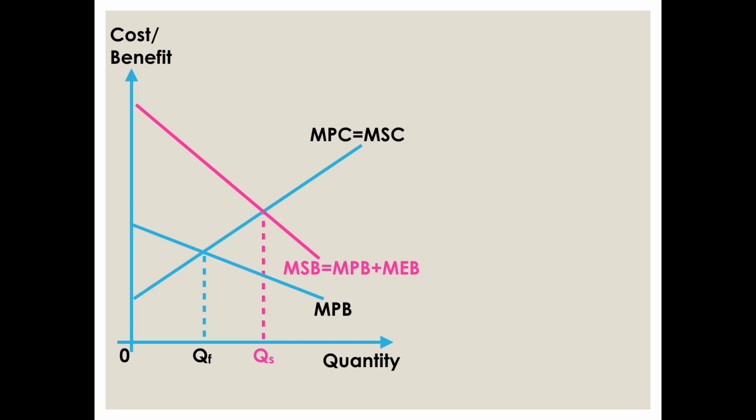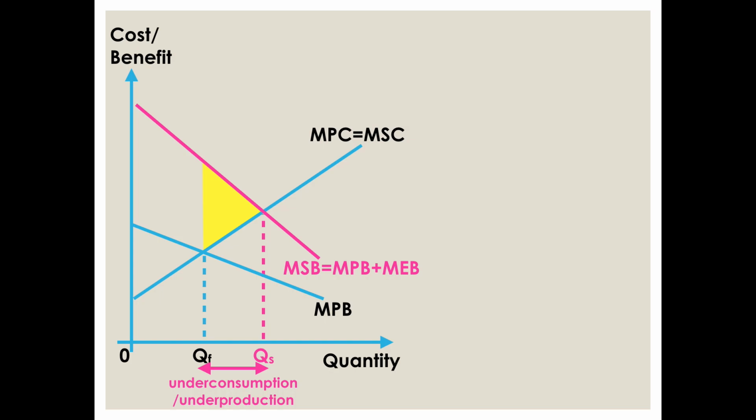So what this means is that if society's welfare were to be maximized, the consumption or production of this good should take place at QS. But in the absence of government intervention, the free market only consumes or produces at QF. What this means is that too little consumption or production is taking place, and as a result, a deadweight loss has occurred. Society's welfare could have been maximized if consumption or production were taking place at QS, but it is not. So this net benefit that could have been enjoyed is lost in the form of a deadweight loss.